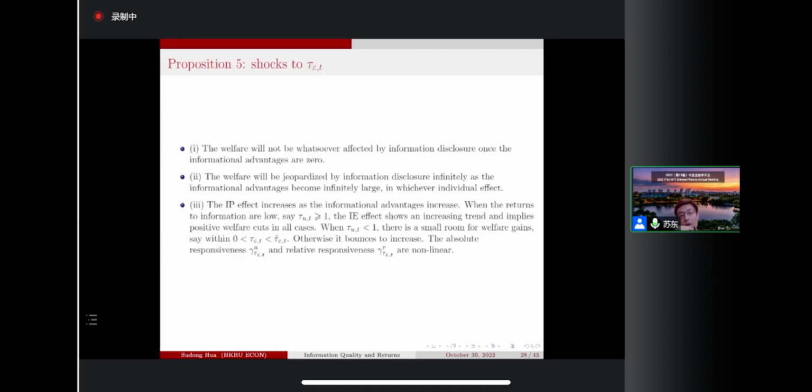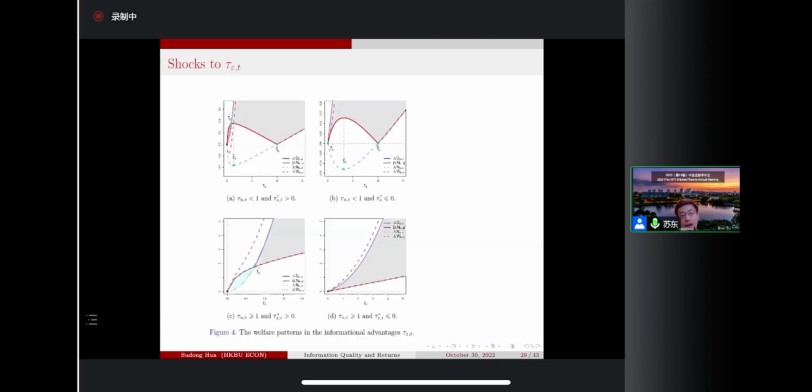Then for shocks to tau epsilon, welfare will not be affected if tau epsilon goes to 0, because we have zero information advantages. Also, if the information advantage goes to infinity, the welfare penalty should go to infinity as well. And then we have the welfare patterns, and we still see the red region for welfare gains, but only for panel A, because tau u is smaller than 1, and tau epsilon is still not high because it is the absolute information advantage. If it is very high, this will make the condition tau u plus the big QT higher than 1, and then we will lose the welfare gains.